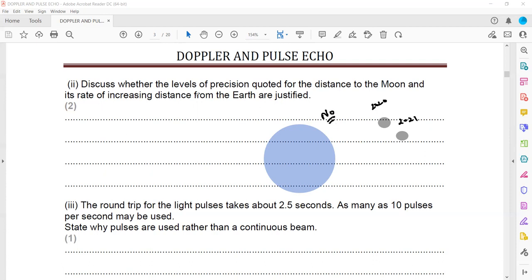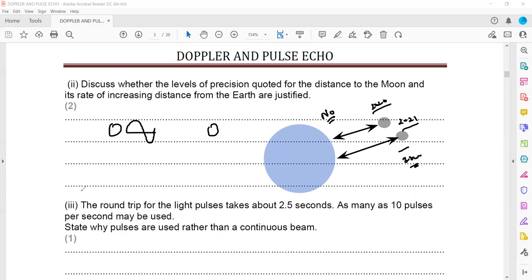You can answer in two manners. Number one, the original distance was measured in kilometer, like this was in kilometer and this is also in kilometer, and the distance moved by the moon is in centimeter, a very small proportion, so it won't be precise. That is one thing. Second, you can compare the pulse length, because whenever we determine the distance, the pulse length should be smaller than the distance change between the two positions. So when we compare the position in 2020 and 2021, it has moved 3.8 centimeter away.